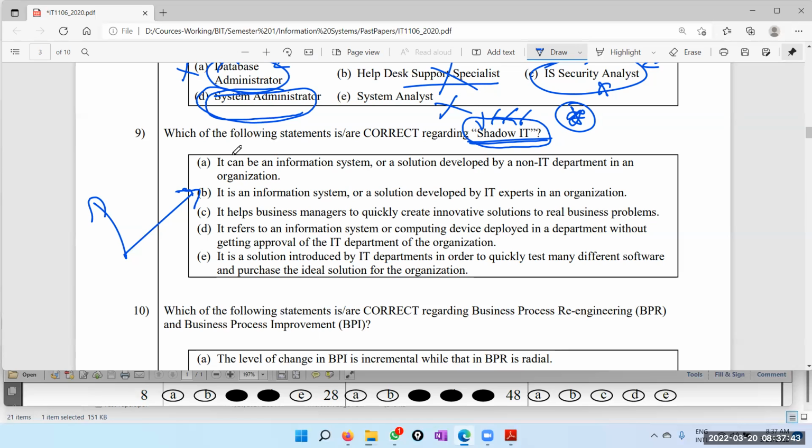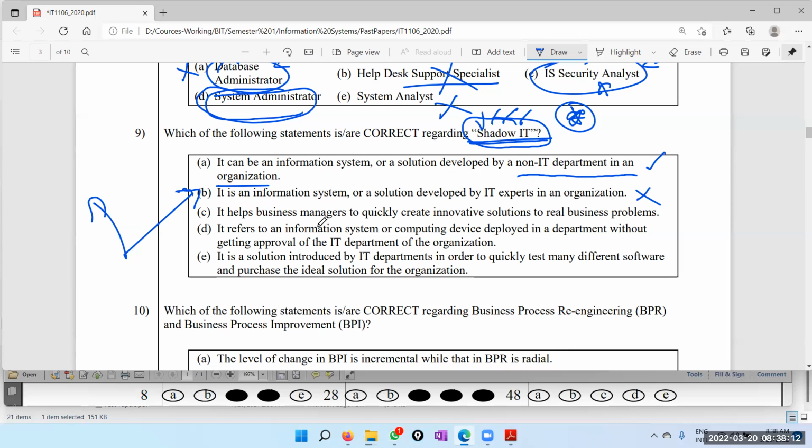Right. So now let's read the answers. It can be an information system or solution developed by a non-IT department in an organization. So that is correct, right? It's something developed by a non-IT department. So that is correct. It is an information system or solution developed by IT experts. If that is the case, that is not shadow IT, that is main IT.